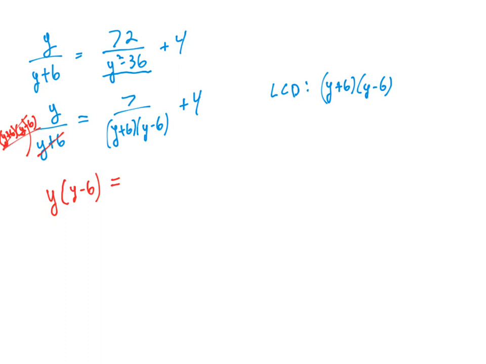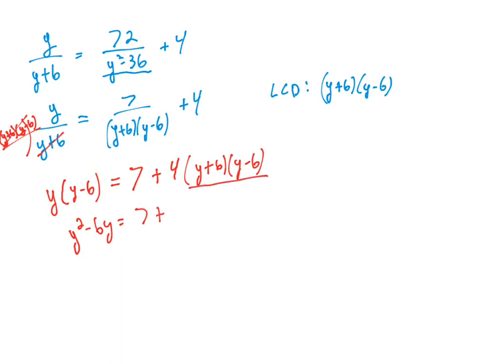This first fraction on the right-hand side, the y plus 6, y minus 6 will cancel with the least common denominator, so I'm just left with 7. And then 4 times, nothing is going to cancel, so I have this. Now this is a pretty straightforward equation, so I'm going to simplify everything and then see what type of equation we have. So 7 plus, this is going to come out to y squared minus 36 when I multiply it all out. So 7 plus 4 times y squared minus 36, and 4 times 36 is 144.